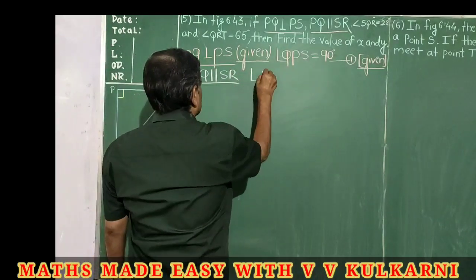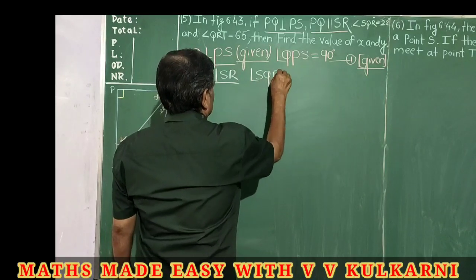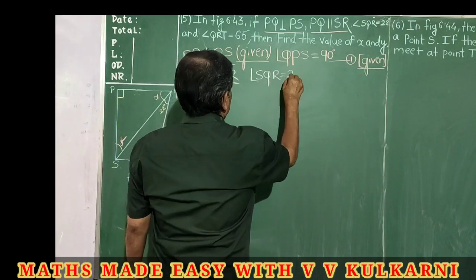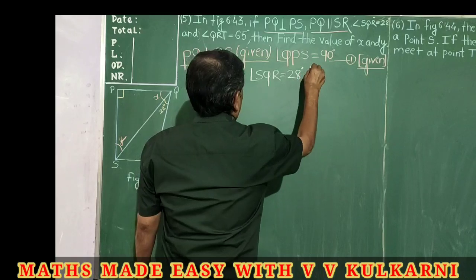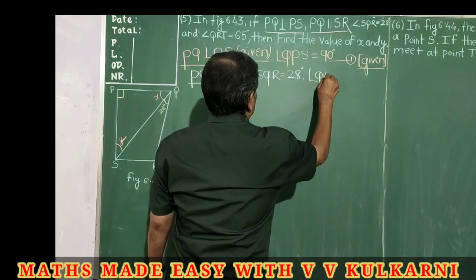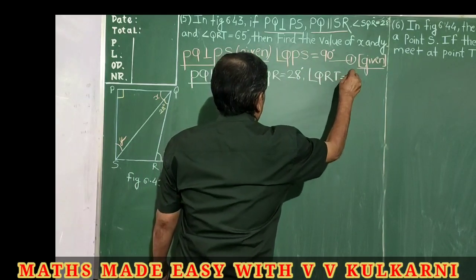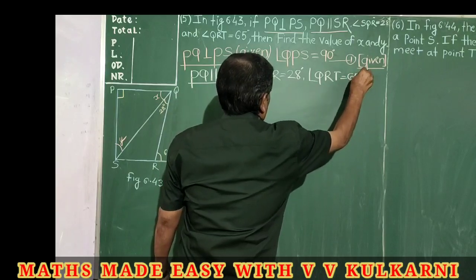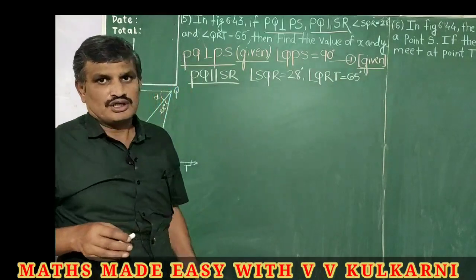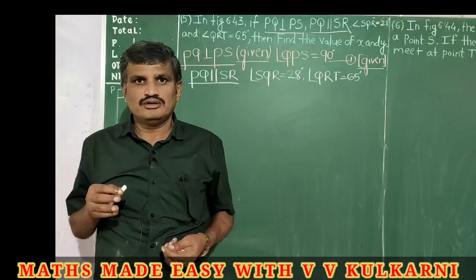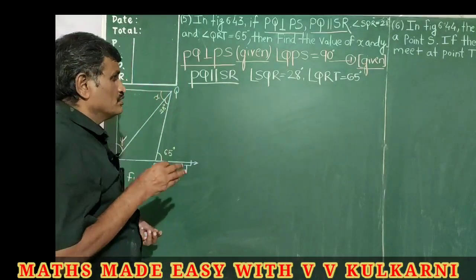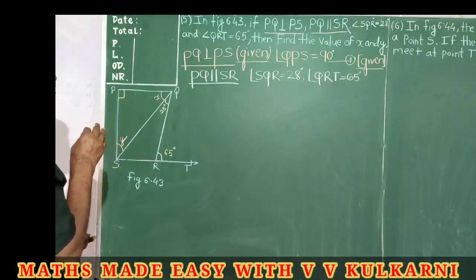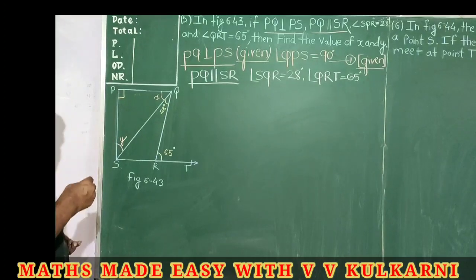Angle SQR is equal to 28 degree and angle QRT is equal to 65 degree. So children, actually what I have done here is I have noted all the key points, and after noting all the key points, now let me start my solutions.